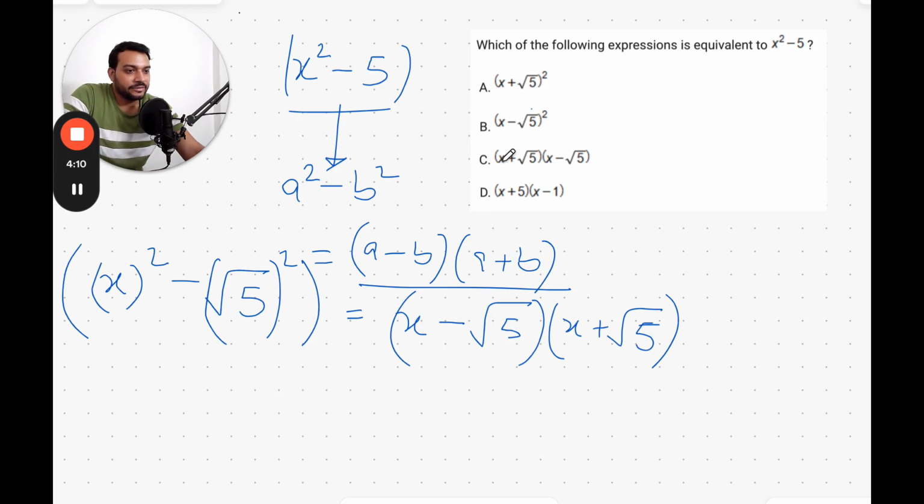This straight away suggests that option C is correct. So pretty straightforward, provided you have all the identities at your fingertips. So for example, the (a - b)² identity, or (a + b)², or a² - b². These identities must be at the top of your mind so that you can straight away identify wherever they're applicable.